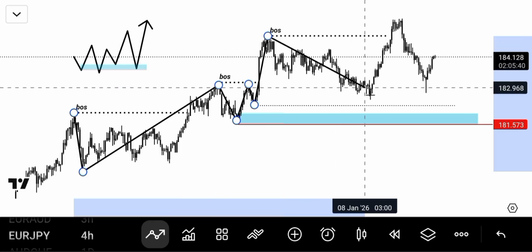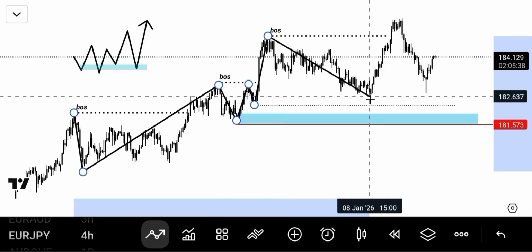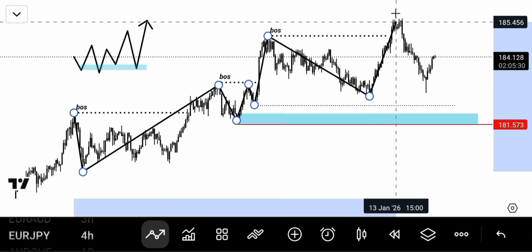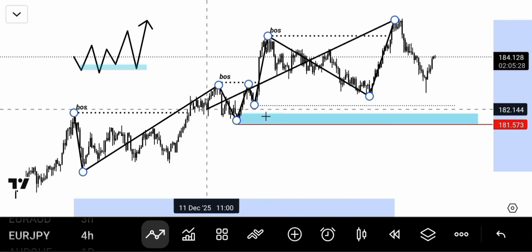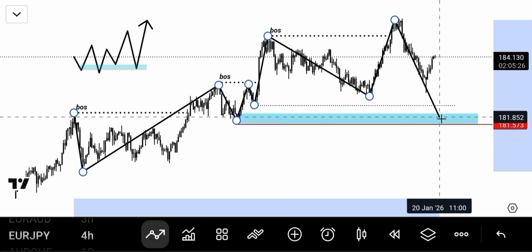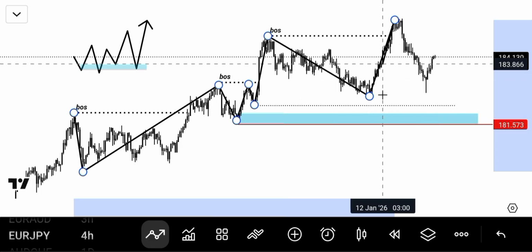So what price did here: price forms a high and price forms a low and breaks structure, forming a higher low, right? So why do we set our entry at this point? Why do we set this zone here? Why are we interested in this?